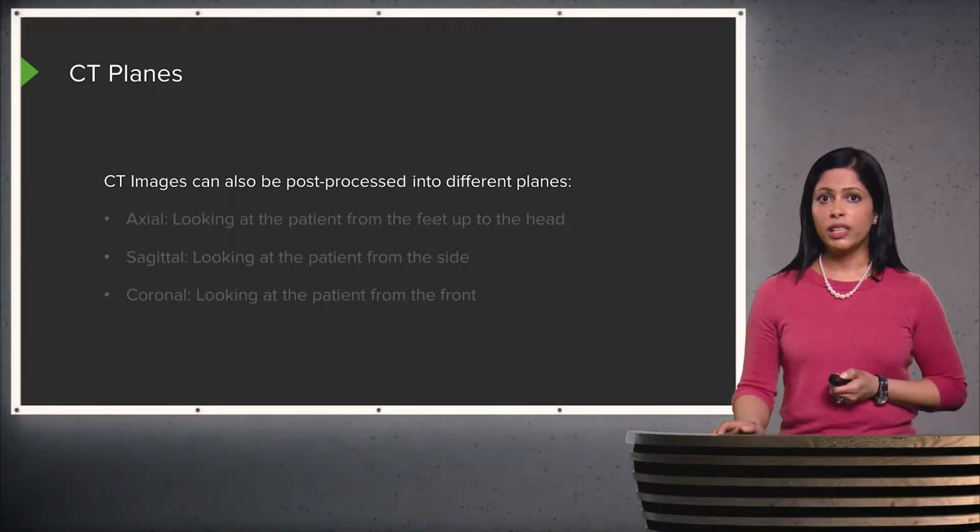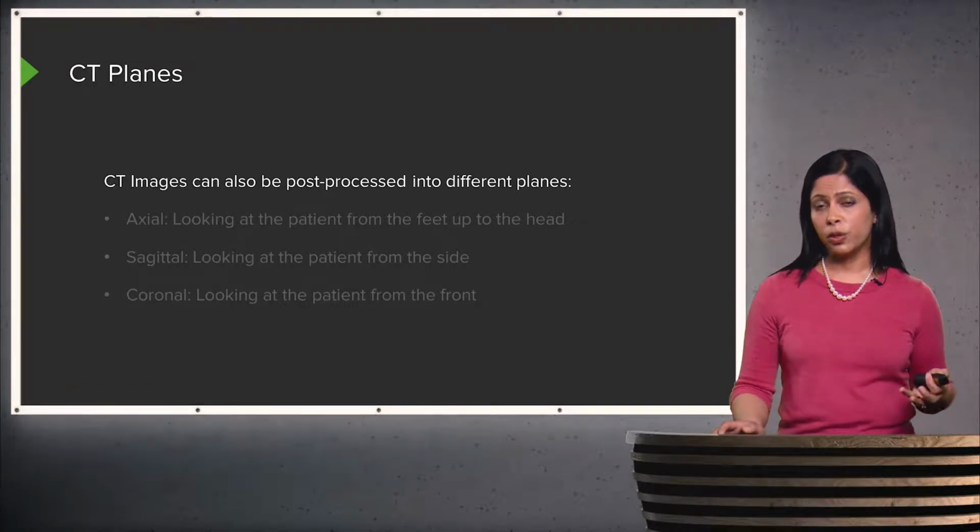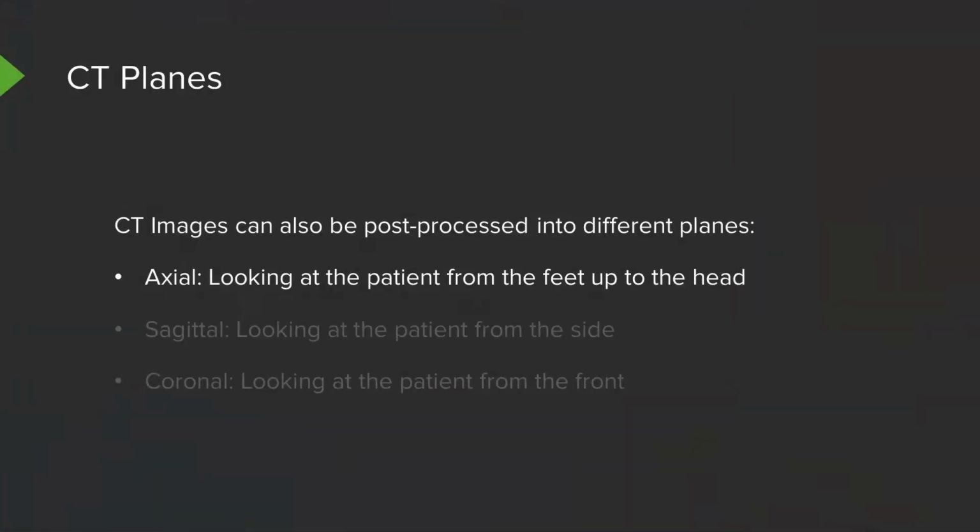CTs can also be evaluated in multiple planes. So CT images are post-processed again into different planes, which doesn't require reacquisition of different images. So the axial is the plane that is most commonly done, and that is looking at the patient from their feet up to their head. So the images that we were just looking at are axial CT images.